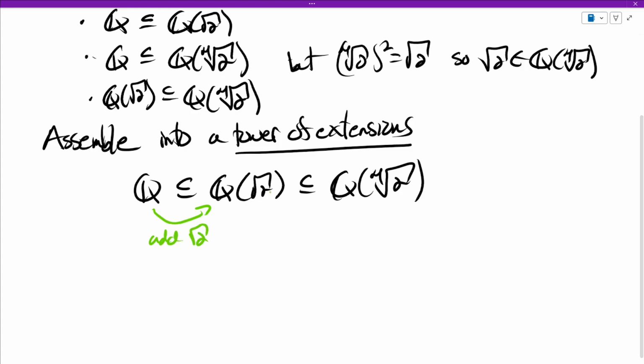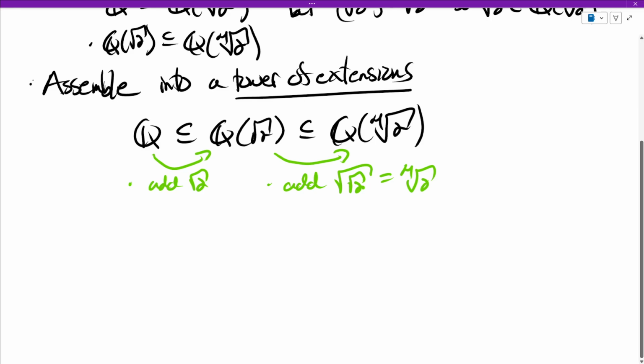Now we have access to the square root of 2, and this one adds the square root of the square root of 2. The square root of 2 is an element of the middle field, and so we're adding in another square root here. Okay, so let's just note that real quick. So that's, of course, a fourth root of 2. Okay, so we have this tower.